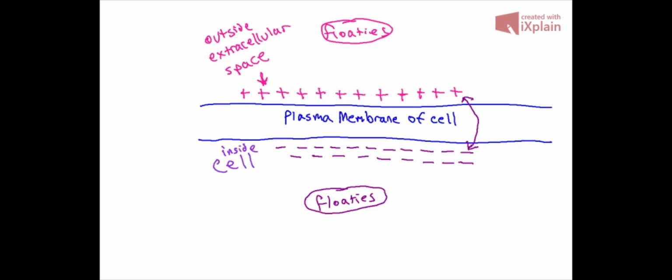Here are these positive charged ions. There's a lot more negative charged ions inside of the cell. So that creates a difference in charge. Now the difference in charge is stored in the plasma membrane of the cell as potential energy.